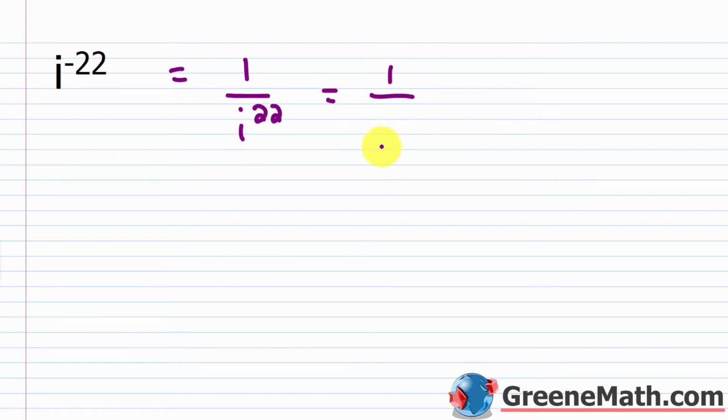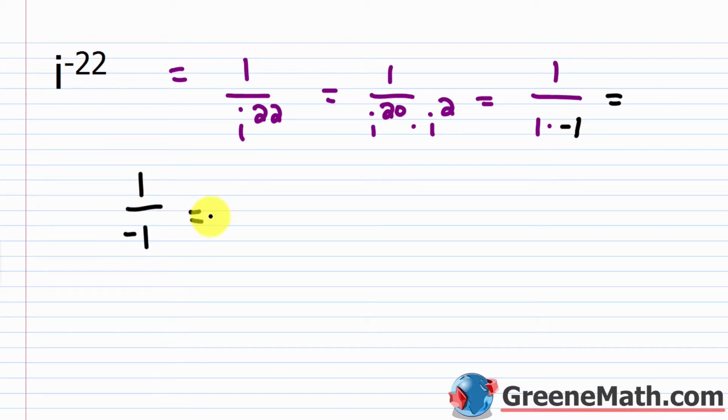So I have 1 over, when I think about i to the power of 22, is 22 divisible by 4? No. Is 21? No. Is 20? Yes. So I can write this as 1 over i raised to the power of 20 times i raised to the power of 2. Okay, so 1 over, I know i raised to the power of 20 is 1, times i squared is negative 1. So times negative 1. So you basically have 1 over, 1 times negative 1 is just negative 1. So 1 over negative 1, which is negative 1.